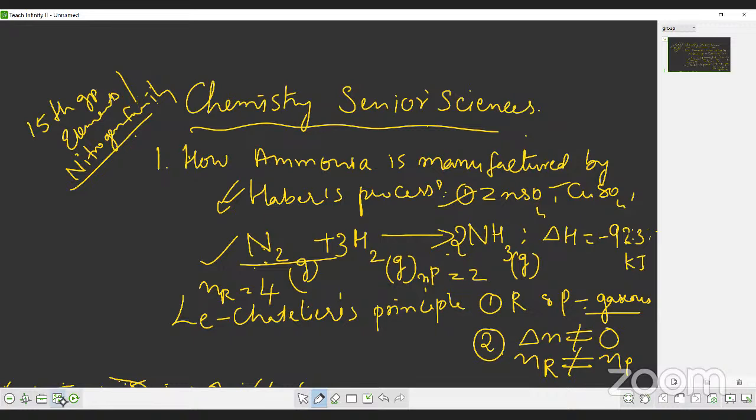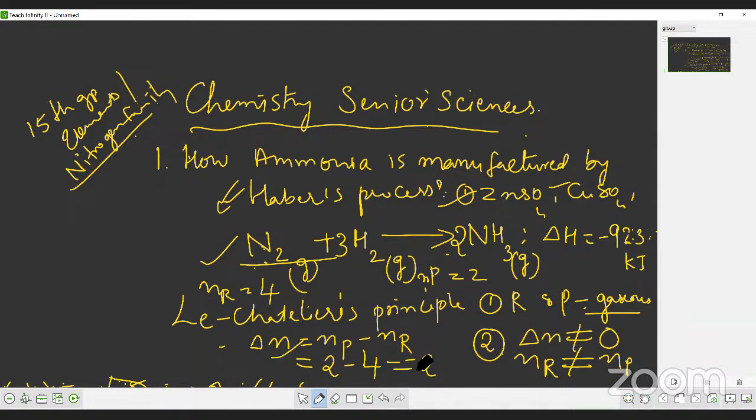So what is the condition for that? Delta N should not be equal to 0. So what is delta N here? Delta N is equal to number of moles of products minus number of moles of reactants. Here, 2 moles of products, 4 moles of reactants. So total is minus 2. So now you can apply the Le-Chatelier's principle.